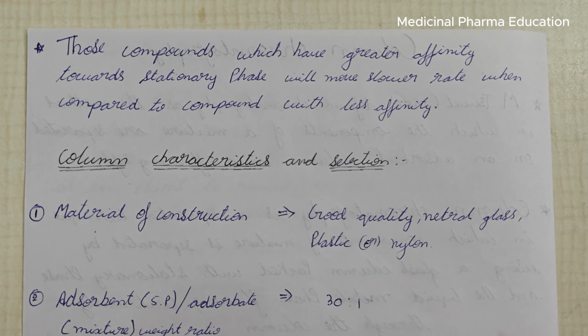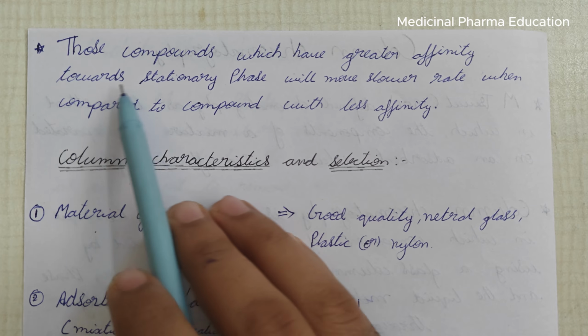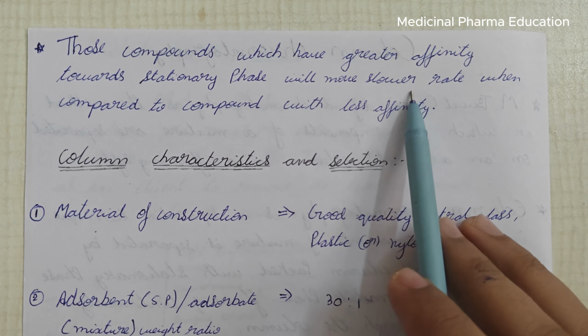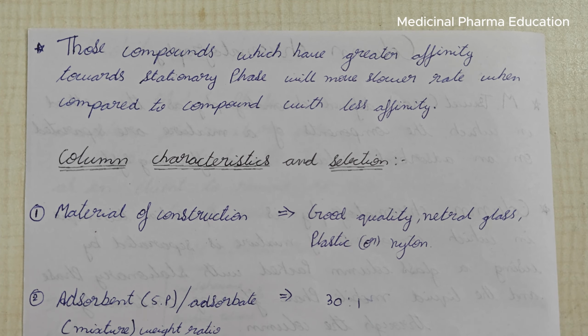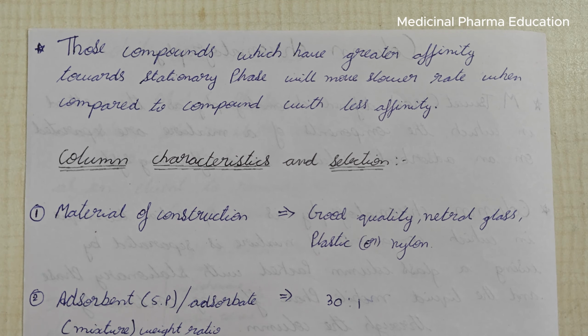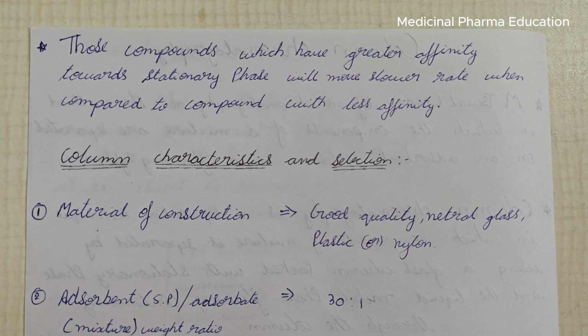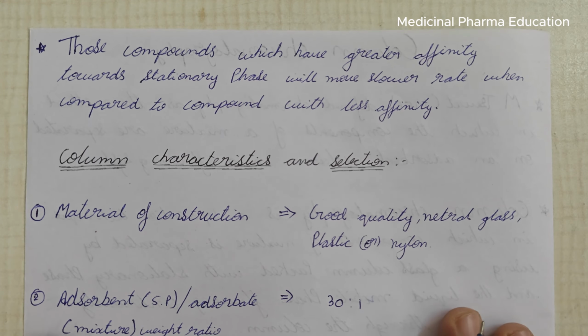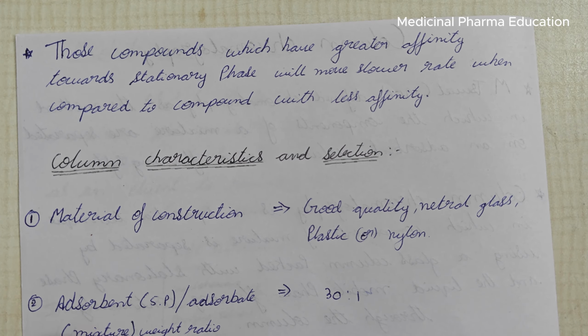The components which have greater affinity towards the stationary phase will move at slower rates when compared to those with less affinity. See, if we have a strong attraction to someone, we will keep them for a long time. If we have less attraction, we will lose them faster. This is a simple example. In that way the mixture is separated, based upon the affinity towards the stationary phase.